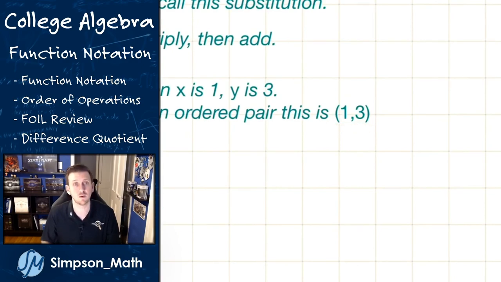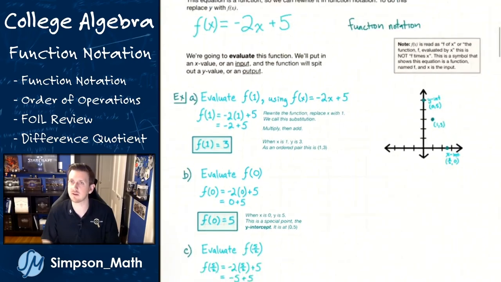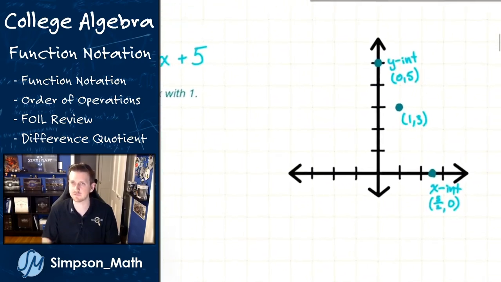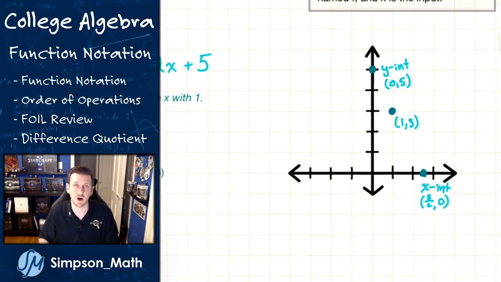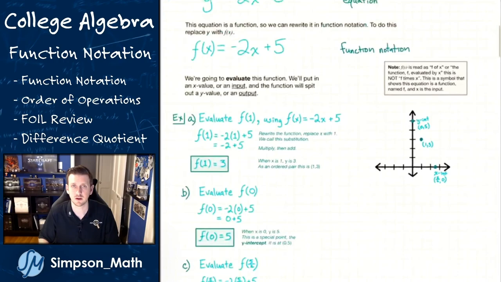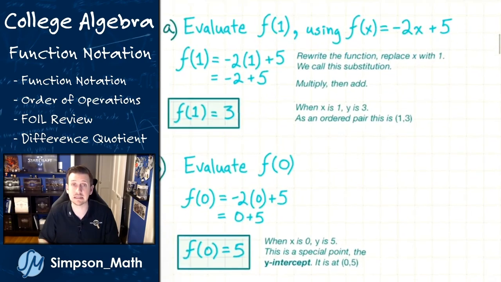When x is 1, y is 3. So over here on the right-hand side, I have a little graph going. That means when x is 1, my y is 3. So I have a dot right there on my function so far.